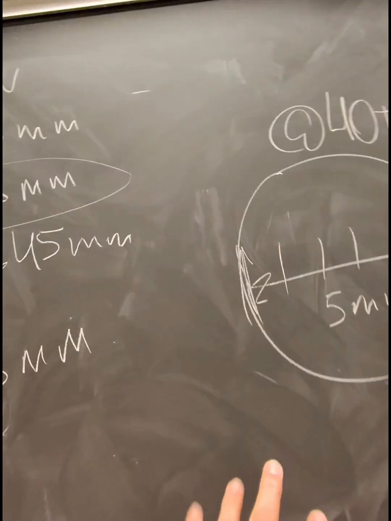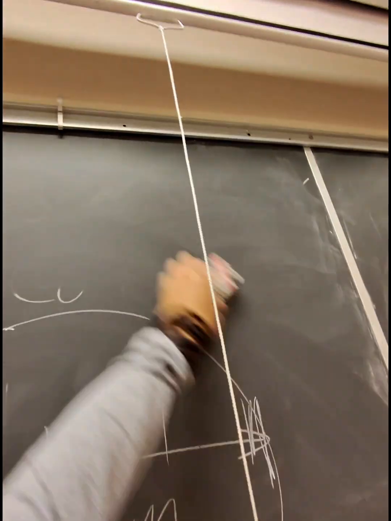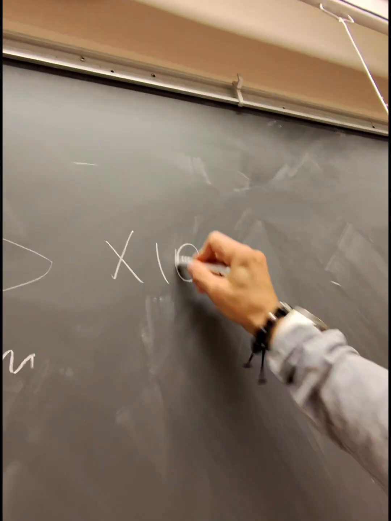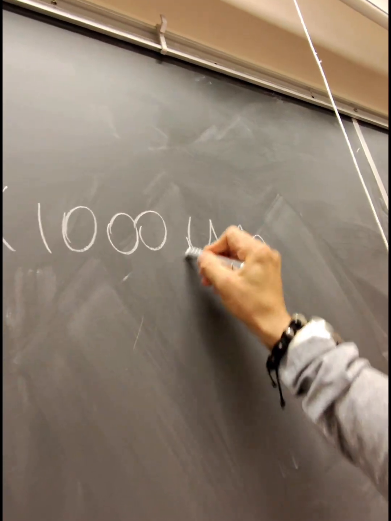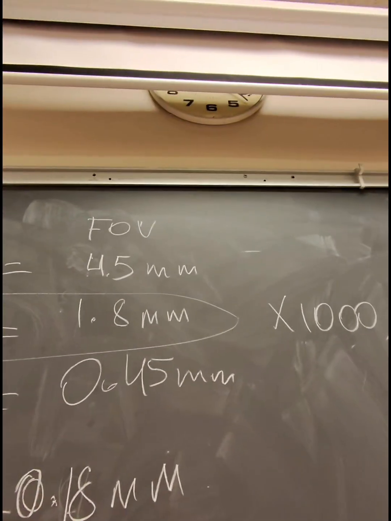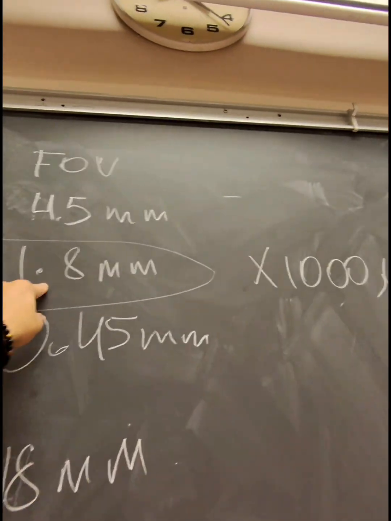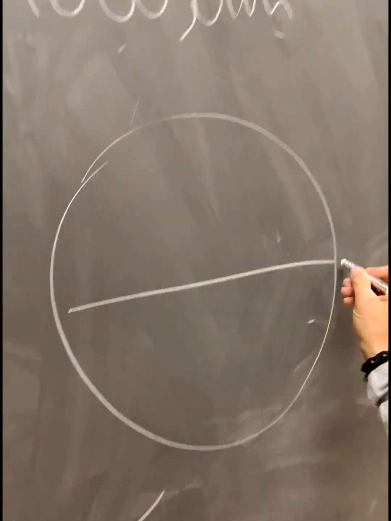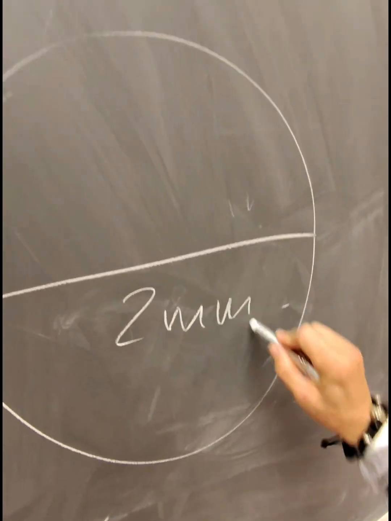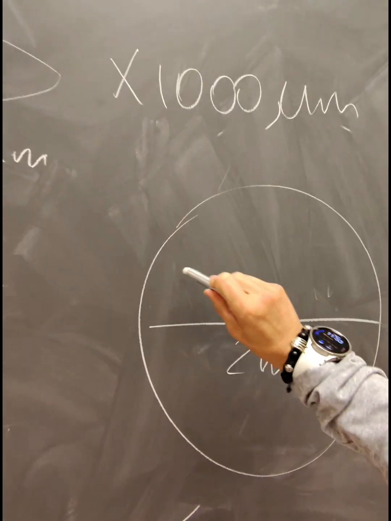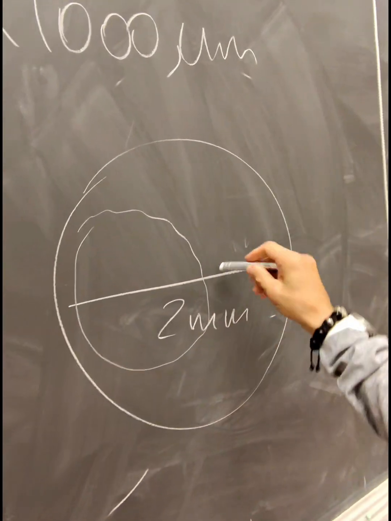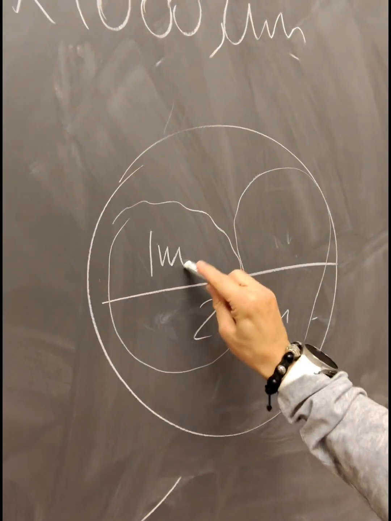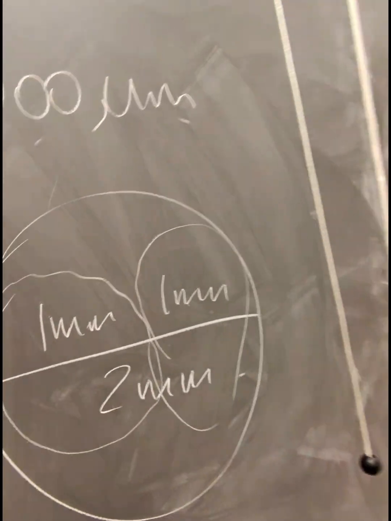So now that we have all this information in millimeters, obviously in microscopy, you have to multiply by 1,000 to get micrometers, because everything is in micrometers. So you take 4.5 multiplied by 1000, 1.8 multiplied by 1000, 0.45, and so on. So for example, if you're looking at something 2 millimeters, it's easier to calculate. The object takes half of that, and another object also takes half of that. Then you just take 2 divided by 2. So one would be 1 millimeter wide, and another would be 1 millimeter wide.